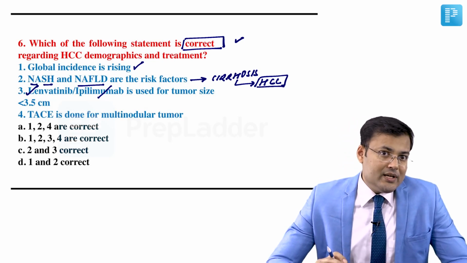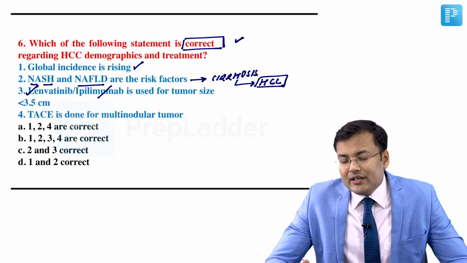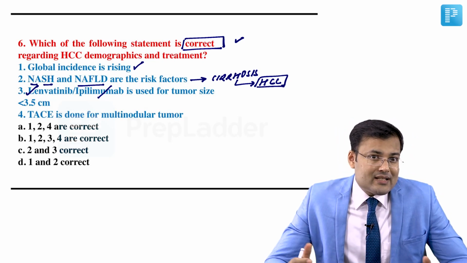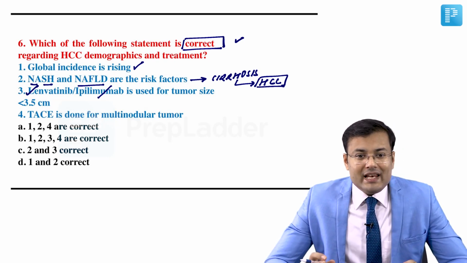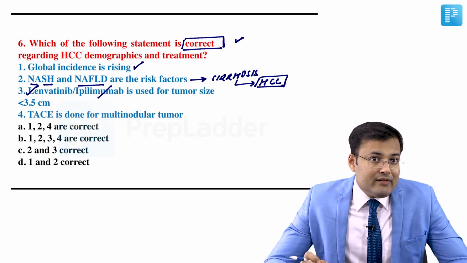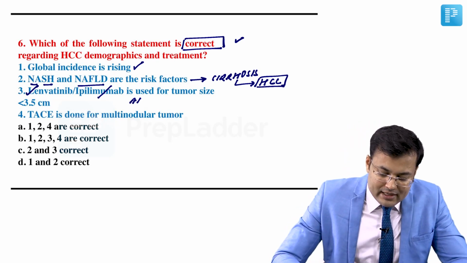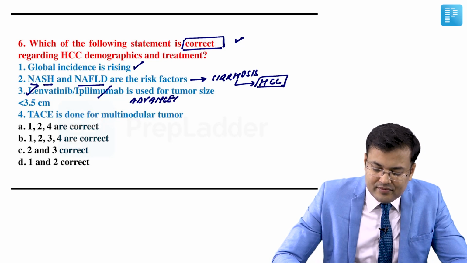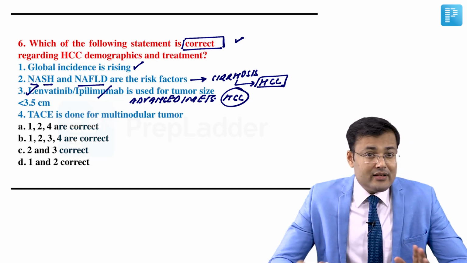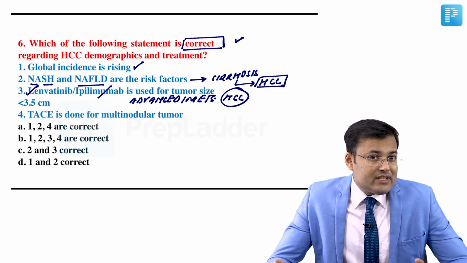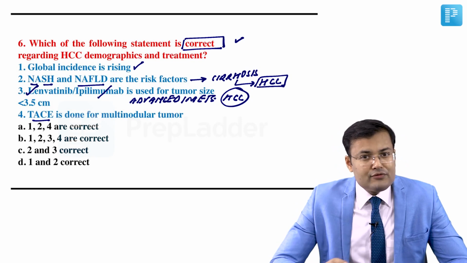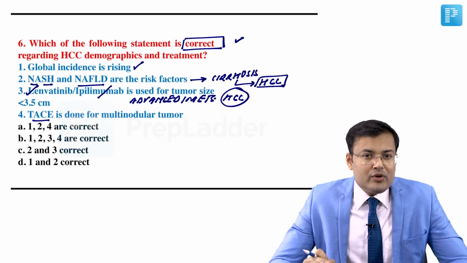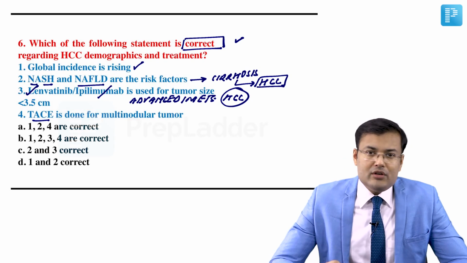Let me tell you, initially the first line agent for advanced and metastatic HCC was sorafenib. Nowadays, we are also giving lenvatinib, and this is given for advanced and metastatic HCC. It is not given for a tumor which is less than 3.5 centimeter because it is a resectable tumor. And TACE, what is the full form? Trans-arterial chemoembolization is done for multinodular tumor.